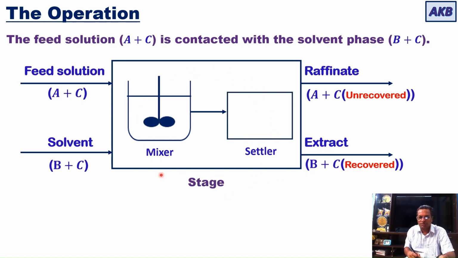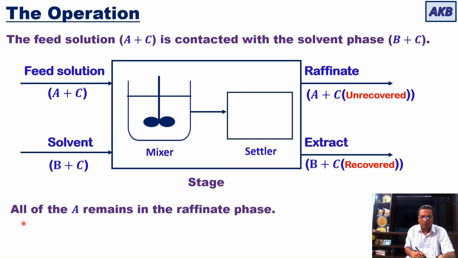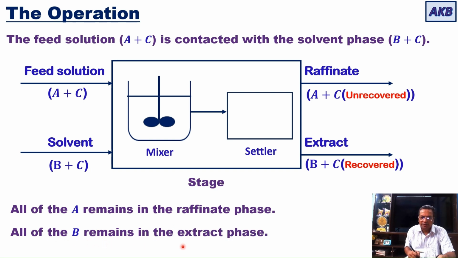So this constitutes one stage where you have a combination of mixer and settler. So all of the A remains in the raffinate phase and all of the B remains in the extract phase. No B goes in the raffinate phase and no A goes to the extract phase. This is possible when A and B are completely immiscible in each other. Okay, so let us learn, when you have such a system, how to represent the ternary equilibria.